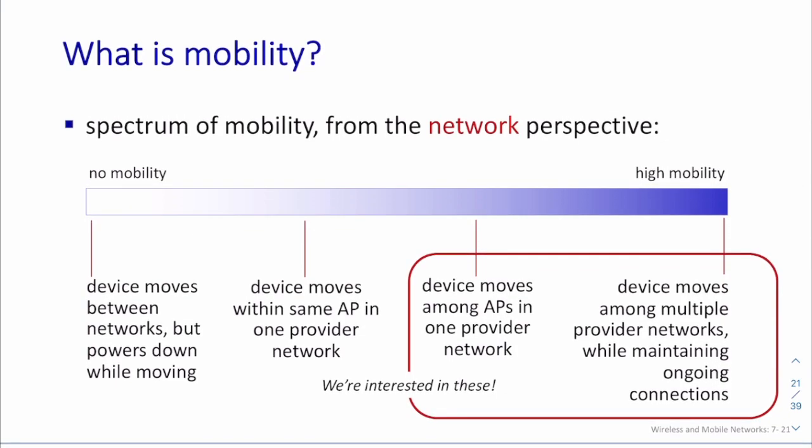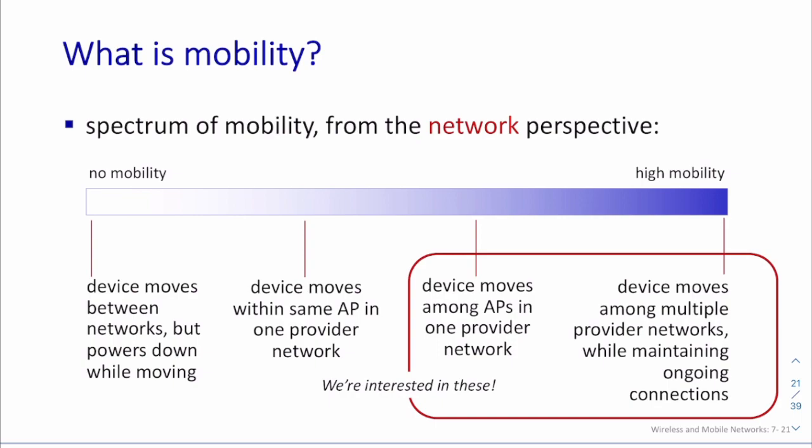From a network perspective, if you have a PC and you connect your PC to an Ethernet network, because you have one line, basically you cannot move. Of course, if you have a very long Ethernet cable, you can move a little bit, but we don't call it mobility. If you want to change your Ethernet cable, you have to disconnect it, or you have to power down while moving. So that is no mobility.